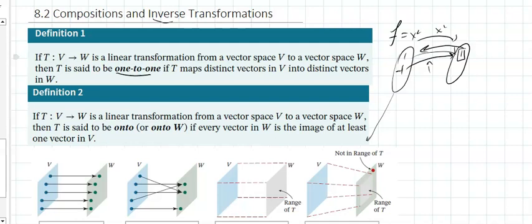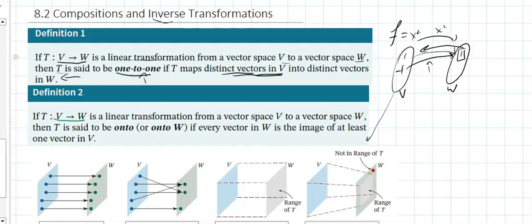Let the transformation go from V to W. If T is a linear transformation from the vector space V to the vector space W, then T is said to be 1-to-1 if T maps distinct vectors in V, we're talking about vectors now, not points, into distinct vectors in W. All right, well, distinct in V and distinct in W, kind of like distinct domain and distinct range. That idea is pretty much what you played with, you did horizontal line tests and all of these things. The idea of onto is a bit different.